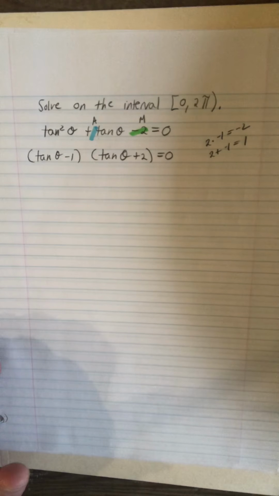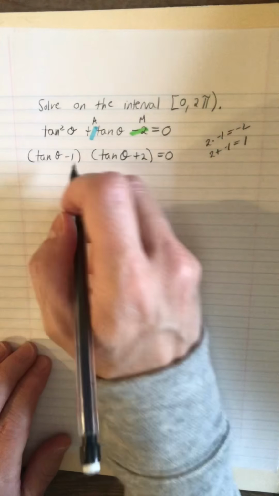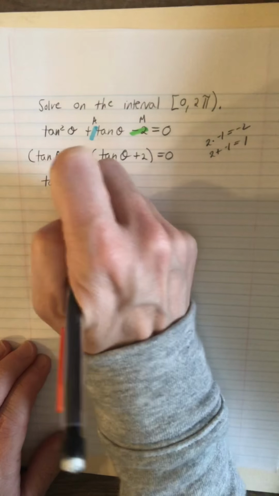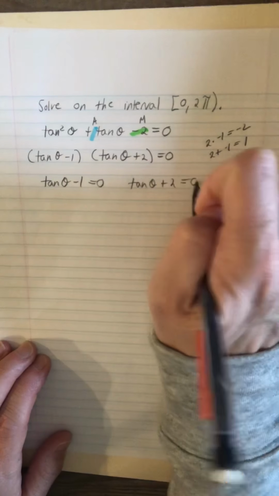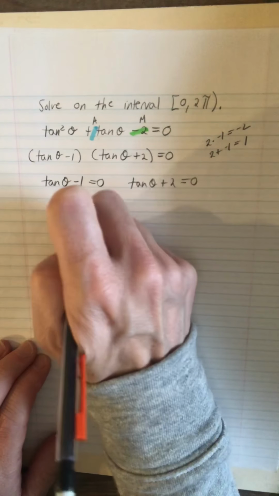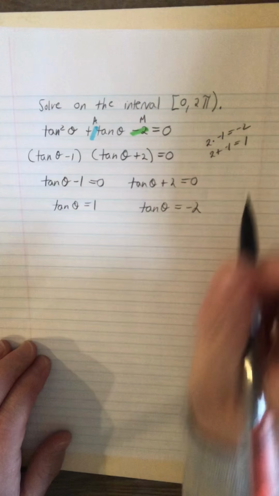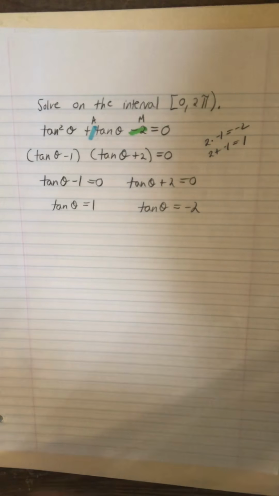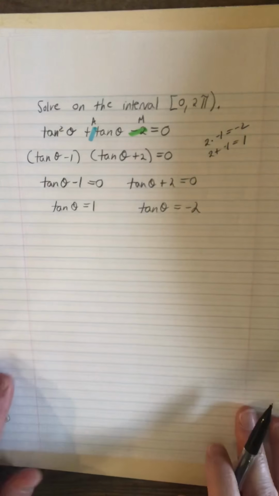Now let's take a look at this, guys. I have tangent theta minus 1 times the quantity tangent theta plus 2 equivalent to 0, the product. So I'm going to take both those values and set them equivalent to 0. When we solve this, I get tangent theta is equivalent to 1 here, and here I'm getting tangent theta is equivalent to negative 2. Now, remember, tangent can be less than negative 1 and greater than 1. So this can exist. We have to check it out.